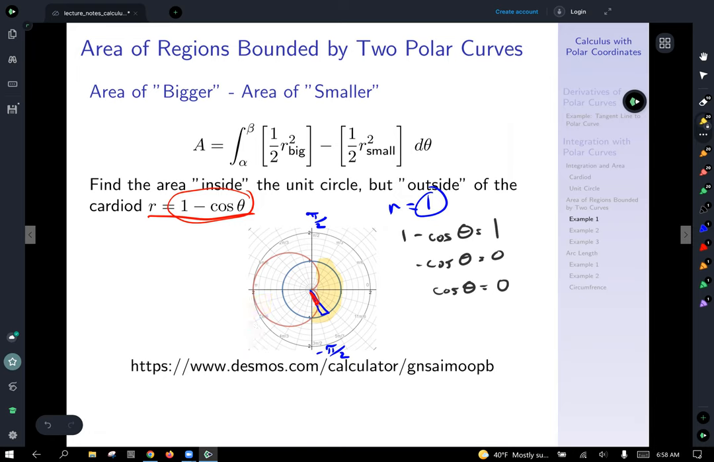Let's get a different highlighter. Maybe I want to find this region. I need to find the area inside the half of the cardioid that's in the second and third quadrants. And from that, I need to subtract the area in the unit circle in the second and third quadrants. Or we could do half of that area. We could just find this right here. Other things like that as well.